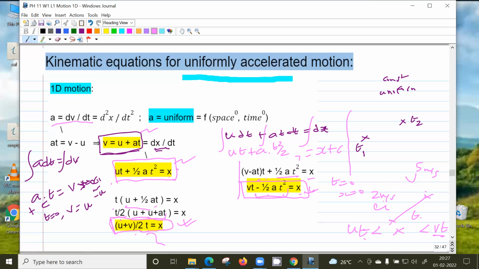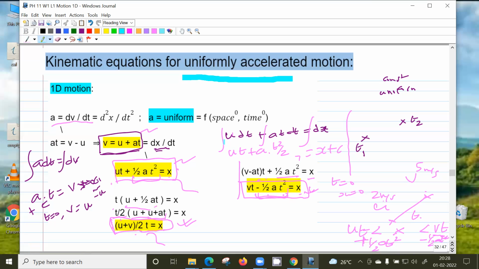It's constantly increasing. But if you take the full time interval with v, then x will be less than vt, and x will be greater than ut. And the amount by which it is greater than ut is half at square. So that's why I have this formula. X will be ut plus this extra value. And it should be less than vt, and the amount by which it is less is half at square. So I'm just telling you how to remember this minus sign and plus sign. The distance traveled will be ut plus something, but if I'm taking vt, it will be vt minus something.